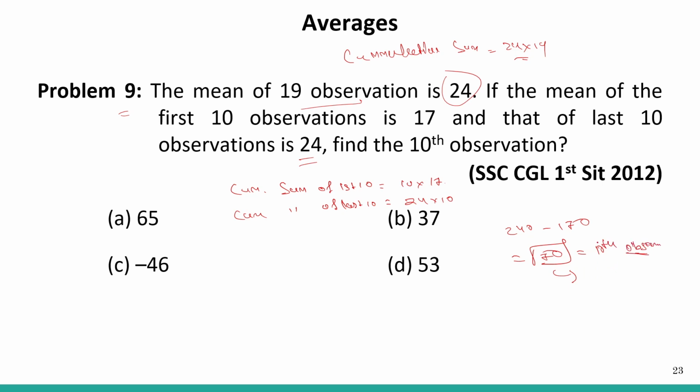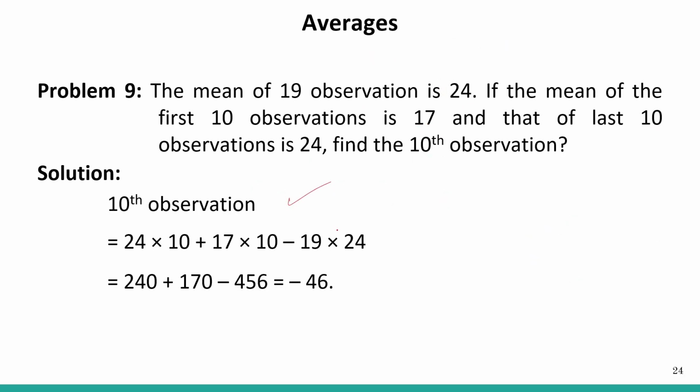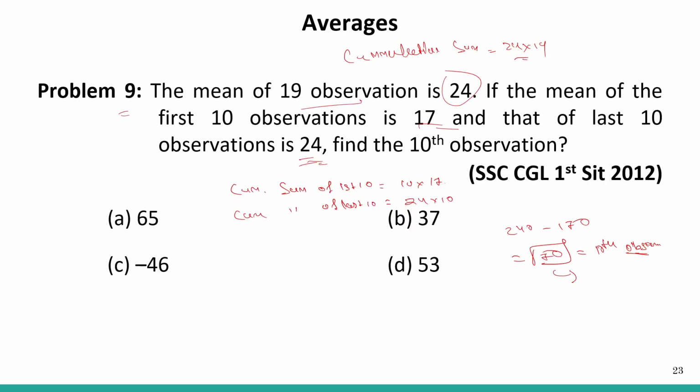Okay. The mean of the first 10 observations is 17 and that of the last 10 observations is 24. Okay. So let's see. So 10th observation will be what? 24 into 10 plus 17 into 10 minus 19 into 24. Okay, because the average of the whole was 19 into 24. So what we need to do is add these two and minus 19 into 24. Okay. So it will be what?